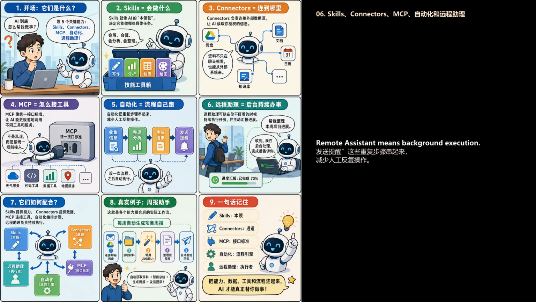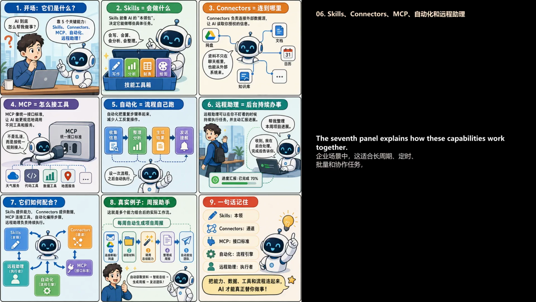Remote assistant means background execution. It can continue tasks when you are not staring at the screen and report progress after completion. In enterprise scenarios, it is suitable for long-running, scheduled, batch, and collaborative tasks, but it also requires stronger permission control and audit trails. The seventh panel explains how these capabilities work together.